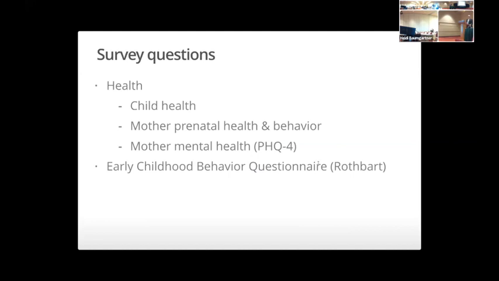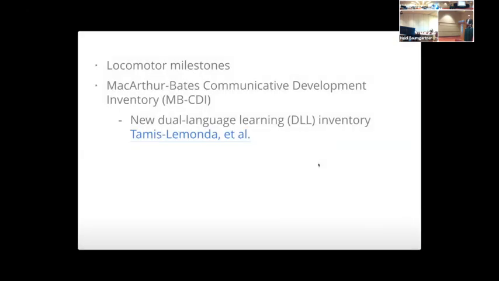So with respect to survey questions, we're asking questions about child health, maternal health and behavior, mother's mental health, the early childhood behavior questionnaire about infant temperament, if that's your jam, locomotor milestones, the MacArthur-Bates Communicative Development Inventory, and have collaborated on a new dual language learning inventory for families for English, Spanish, bilingual households. And have a paper that's under revision about that. But the instrument is already available. So if you are interested in dual language learners, please use it.